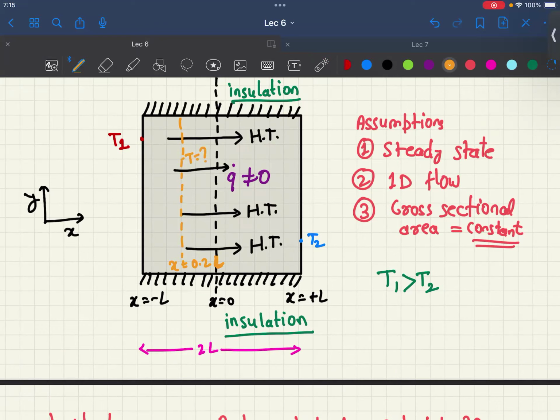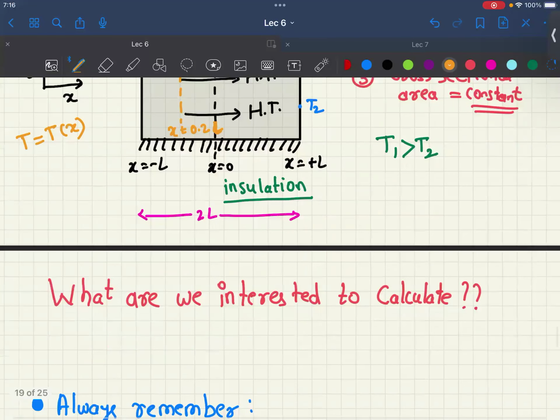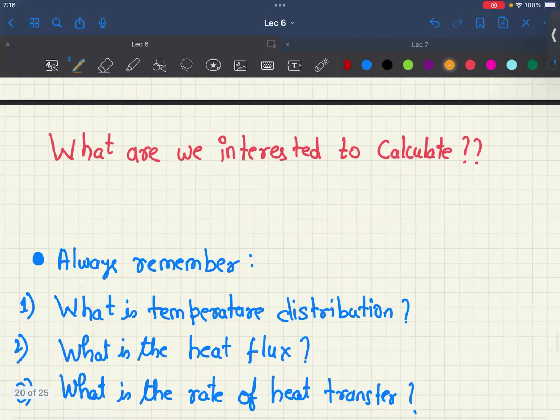This is the first question which we try to answer. What is the temperature distribution and how can you find it? Temperature at a particular x. When I say temperature distribution, I mean temperature as a function of the coordinate in which heat transfer is occurring. In this case, this should be x. So we are interested in finding the temperature as a function of x. This is the first point which we always try to find.